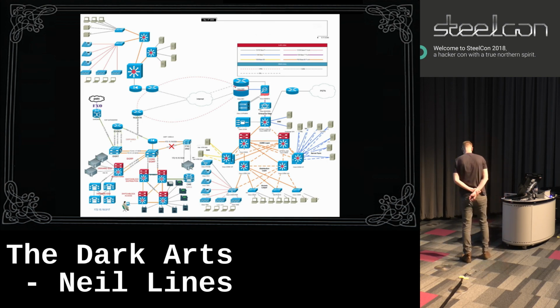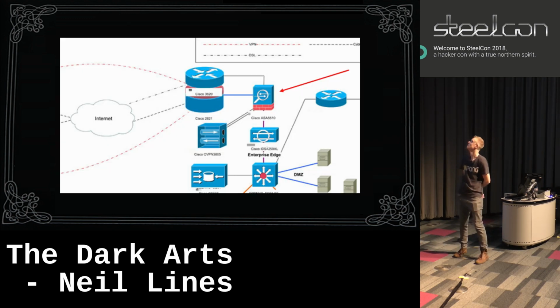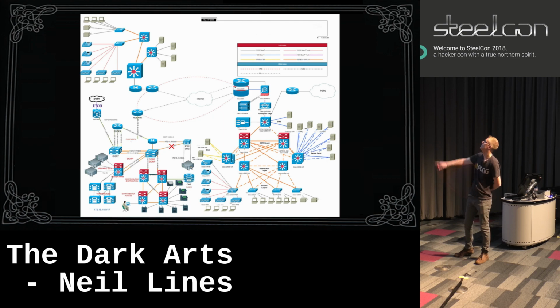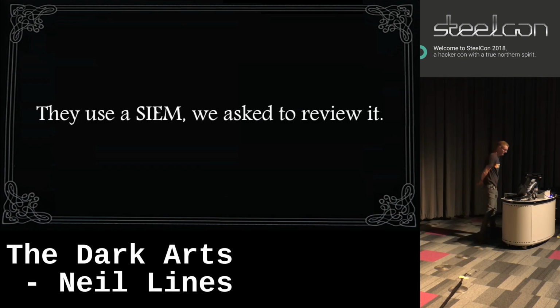That's a pretty typical network diagram, actually. It's pretty bad. Doesn't mean anything to you when you're just given it. Okay. Large global network. The SSL VPN terminated here. So if you look back, up there, that is where they got in, or clients got in.